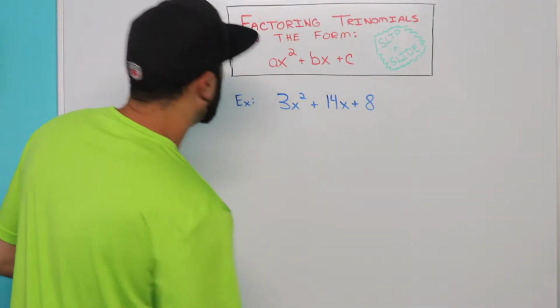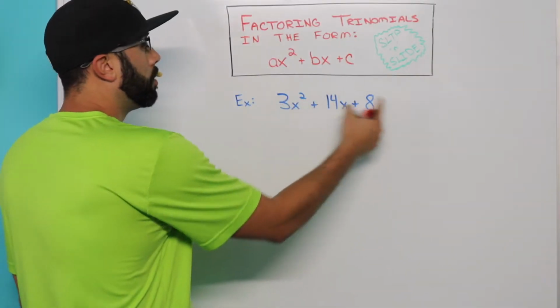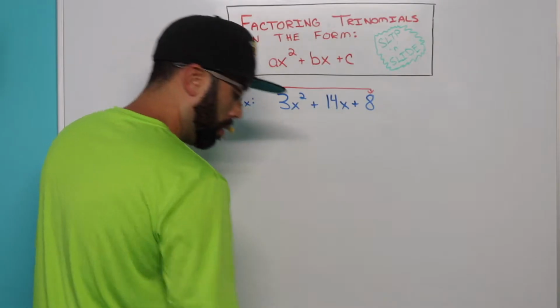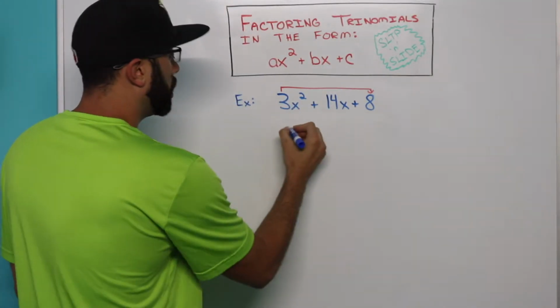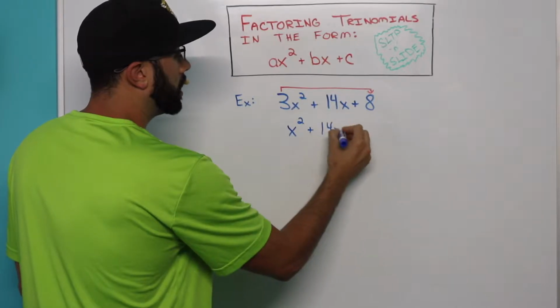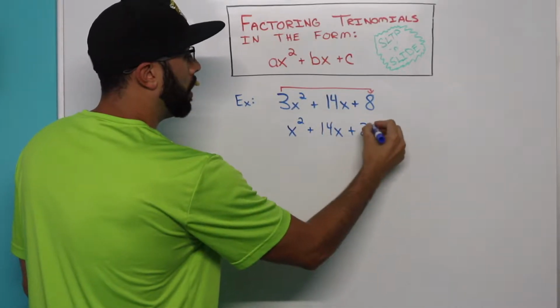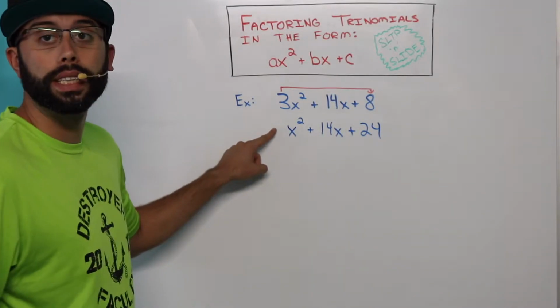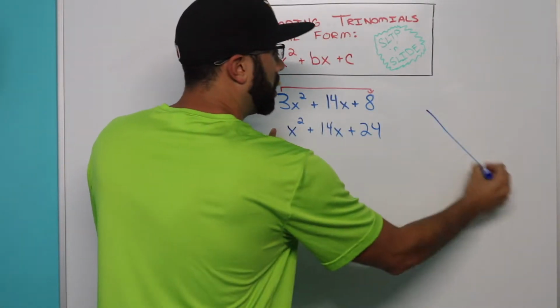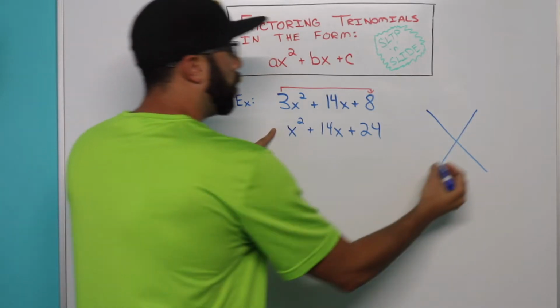The first thing we want to do is slip the a value to the c by multiplying it. So we're going to move that over. So then we're going to be left with x squared plus 14x plus 24. Now we have our basic trinomial that we know how to factor, and now we're going to use our magic x to factor this trinomial.